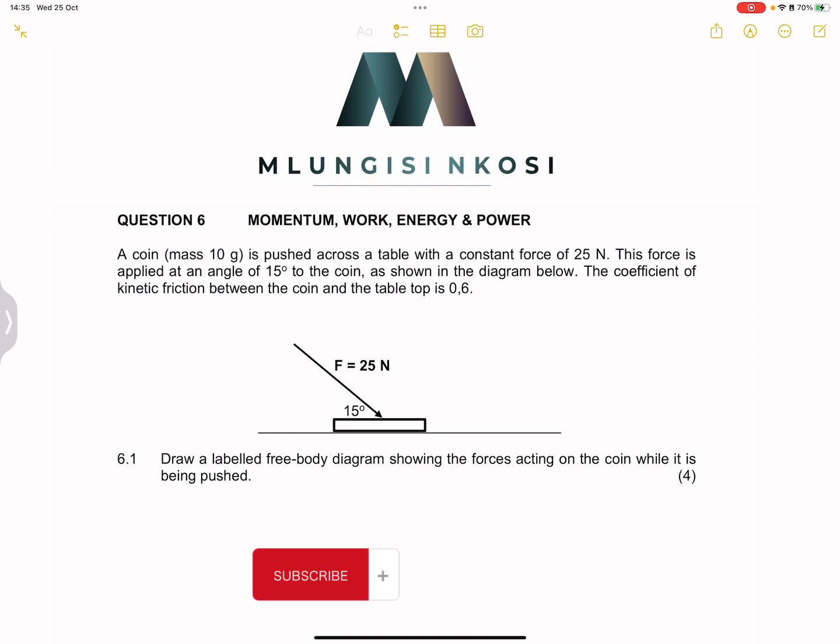All right, so we're looking at question 6, which is momentum, work, energy, and power, from the IEB November 2022 exam.